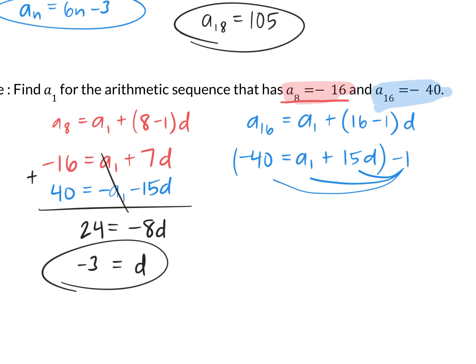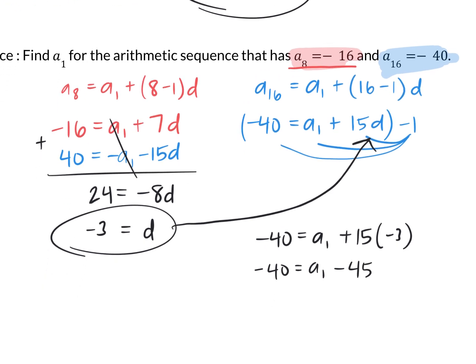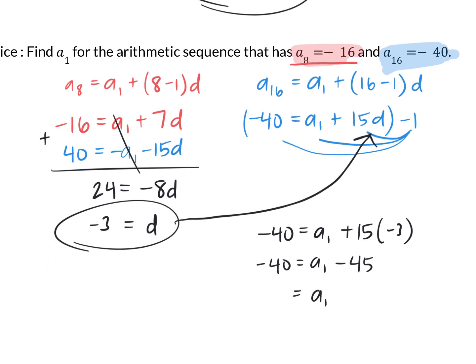But is that what I'm solving? No, I'm solving for a sub 1. So now from here, all I would have to do is plug in d to one of my equations and solve for a sub 1. So if I wanted to solve for a sub 1, I got negative 40 equals a sub 1 plus 15 times negative 3. So I got negative 40 equals a sub 1 minus 45, which means a1 is 5.